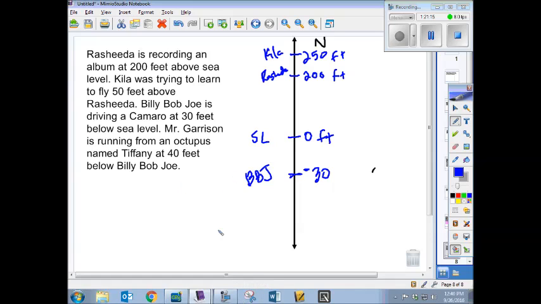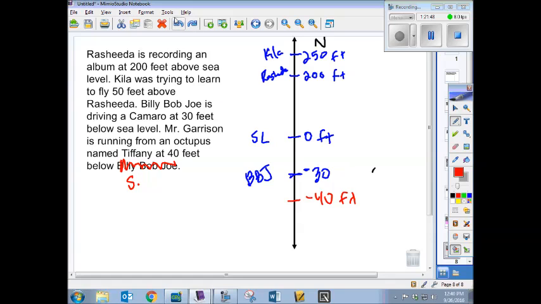It says Mr. Garrison is running from an octopus named Tiffany at 40 feet below Billy Bob Joe. A lot of you, this is the mistake, I'll put the wrong in red. A lot of you are just simply doing negative 40. That is wrong. If it would have said 40 feet below sea level, then yeah, that's where I would be running from that octopus named Tiffany. I would have been at 40 feet below sea level. That's not what it says.